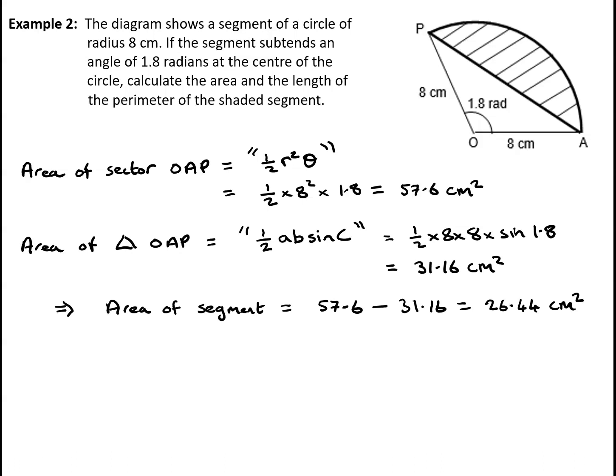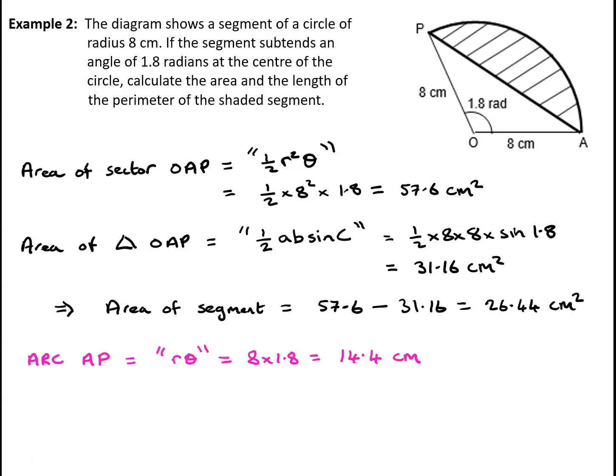26.44 centimeters squared. Now we've also got to find the length of the perimeter of the shaded segment, and the perimeter consists of the arc joining A to P plus the length of the line joining A to P. The arc is easy because if we're using radians, the formula for arc length is simply r times theta, which in this case gives me 8 times 1.8, which is 14.4 centimeters.